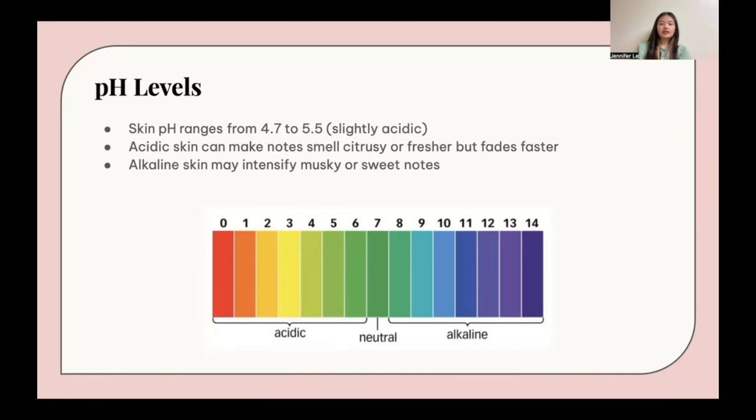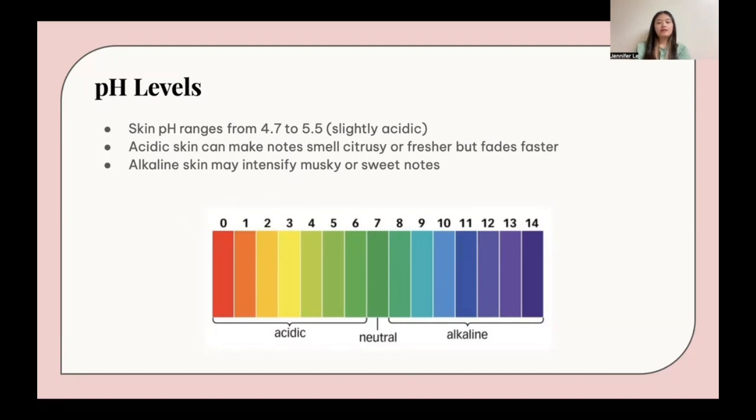Something interesting about perfume is that it can smell totally different on different people, and a big reason for that is your skin's pH level. Most people have a skin pH between 4.7 and 5.5, which falls under the acidic category. And that acidity can actually affect both how long your perfume lasts and how it smells once it's on your skin.